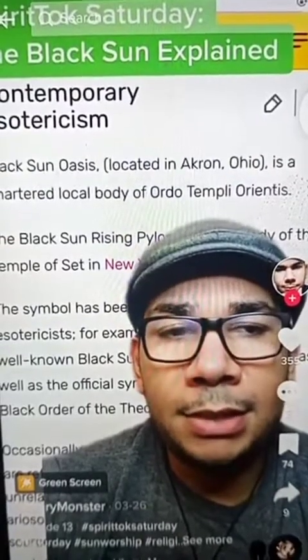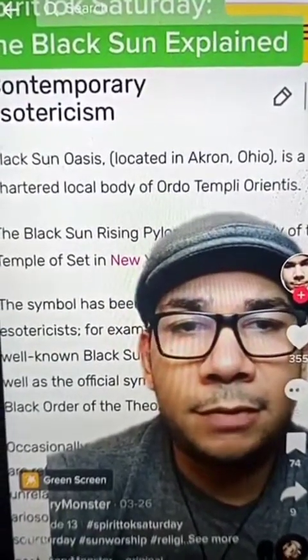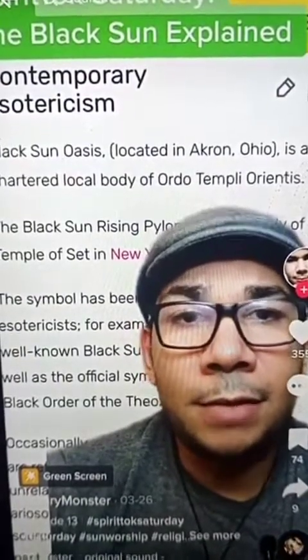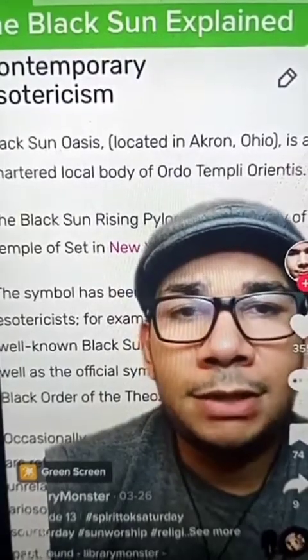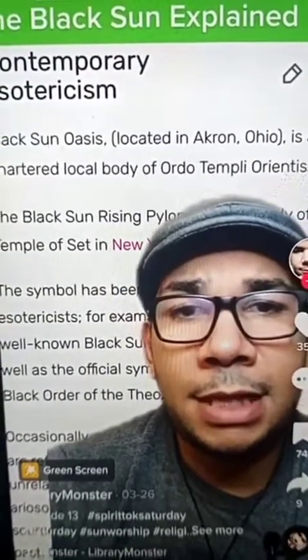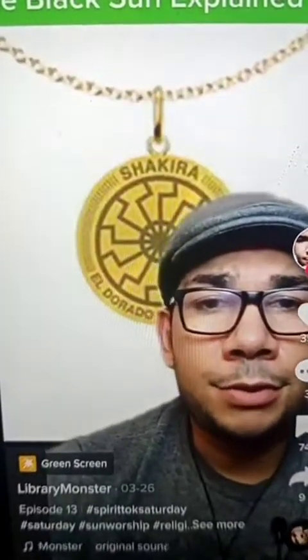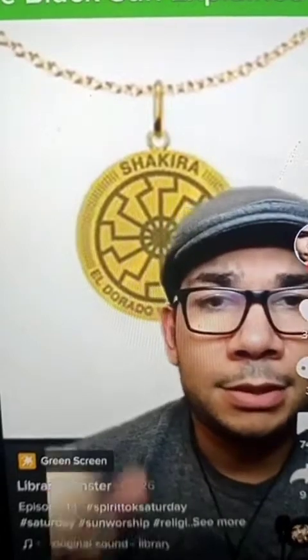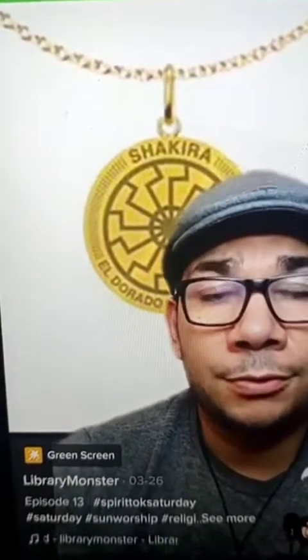However, there have been attempts by modern cultists to reappropriate the symbol back to a more positive orientation. The Black Sun Oasis, located in Akron, Ohio, is one local body of the Ordo Temple Orientis, which is a group of cultists, and there are several different groups across the country. Hollywood is no stranger to Black Sun symbolism. This chain was worn by pop star Shakira during her El Dorado tour, and it did draw some criticism because of its usage of the Black Sun.